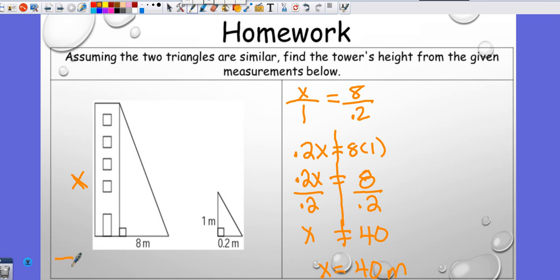Okay, so let's write a complete sentence. The height is 40 meters. And we're finished. Okay. Let's keep moving.